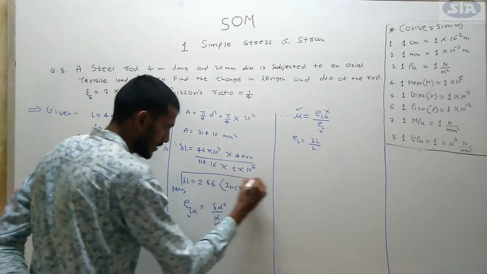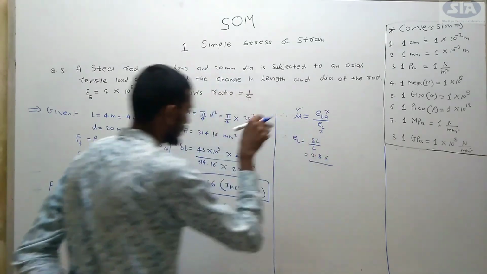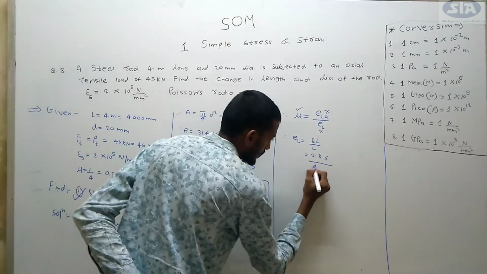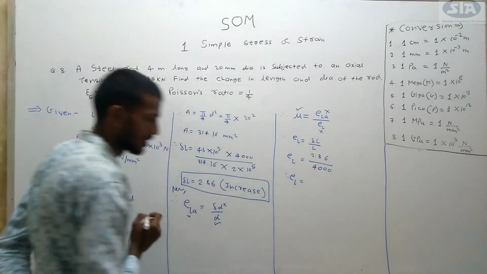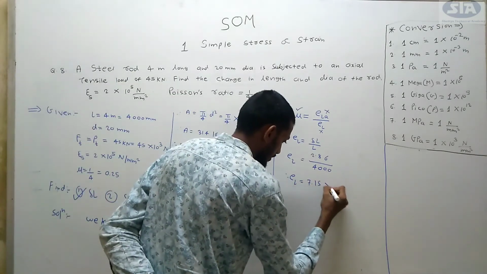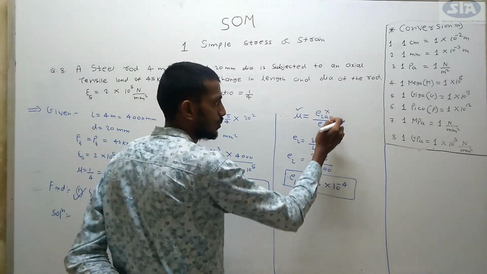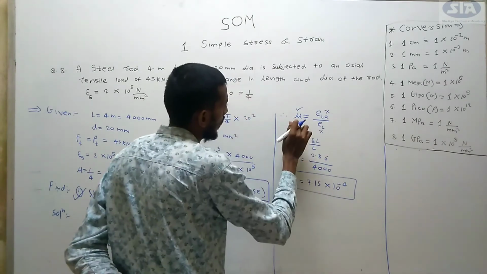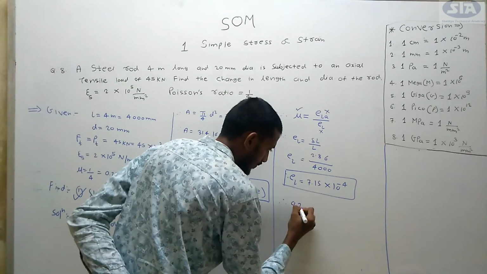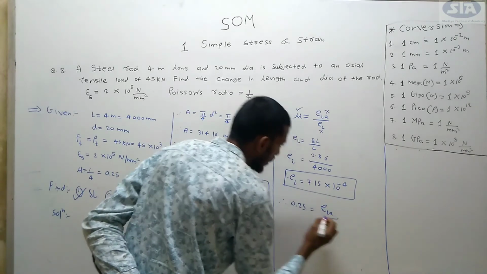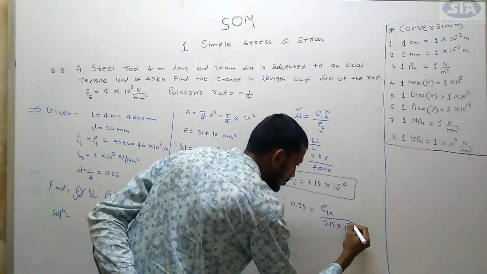So this is our required answer, 2.86 divided by L, that is the original length, which is 4000 mm. I am writing 4000. We get linear strain, which is equal to 7.15 into 10 raised to minus 4. So we get linear strain. Now put this value in this equation, you will get lateral strain. Therefore, the value of mu, which is 1/4, we convert it into decimal, that is 0.25. Therefore, 0.25 is equal to lateral strain upon linear strain. That linear strain is given as 7.15 into 10 raised to minus 4.